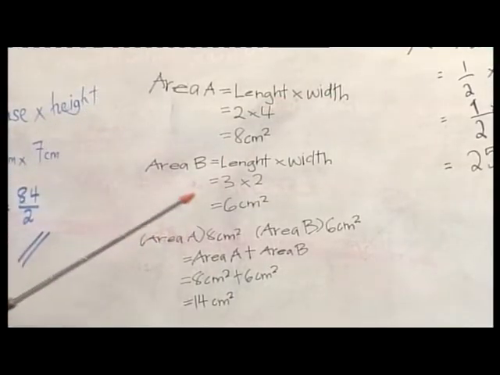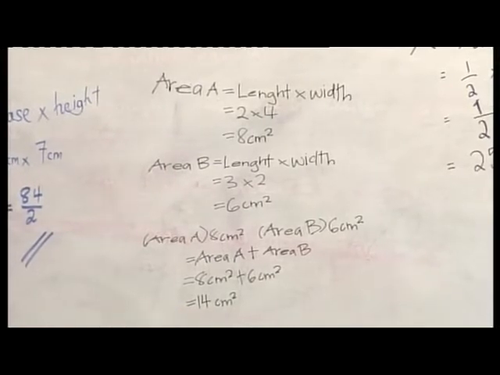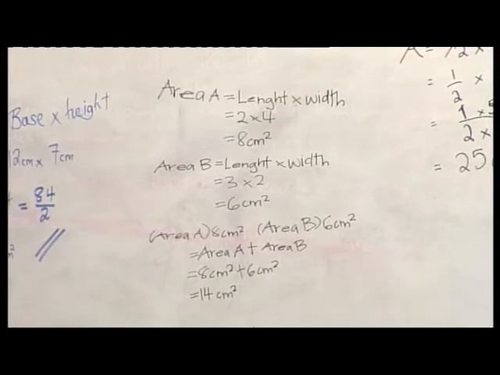After you have worked out the areas separately, step number two, you are to add all those areas together. So area A is 8 square centimeters, and area B is 6 square centimeters. The total equals area A plus area B. And he's shown it very clearly here, 8 square centimeters plus 6 square centimeters is equal to the total area of the compound shape, which is 14 square centimeters. Put your hand up if you have the same answer and working out as Uvao.